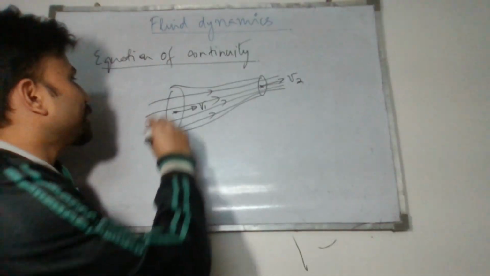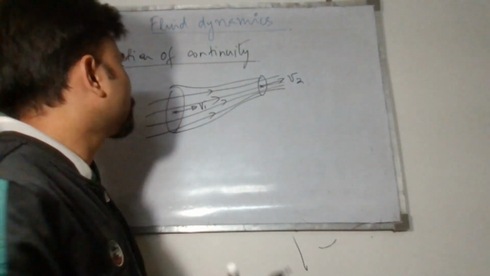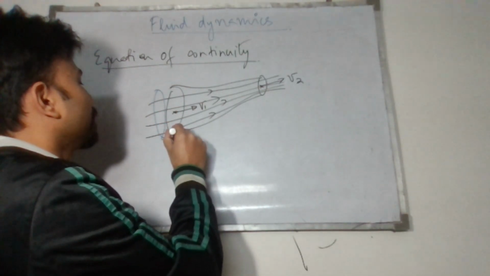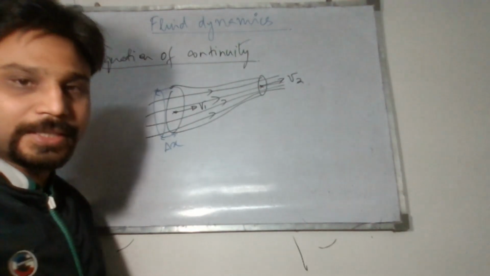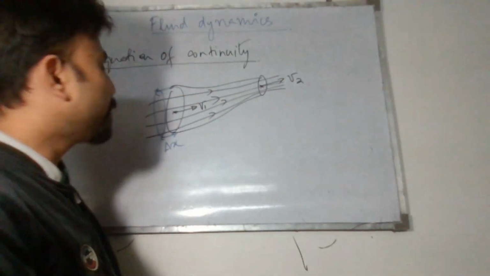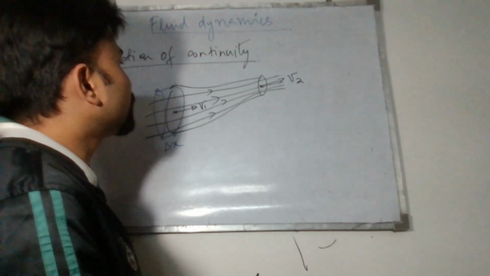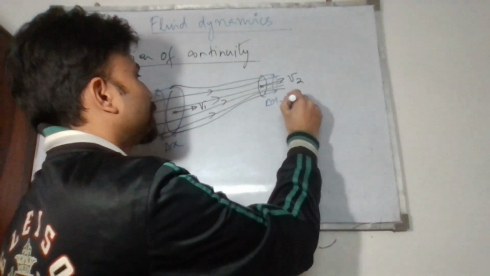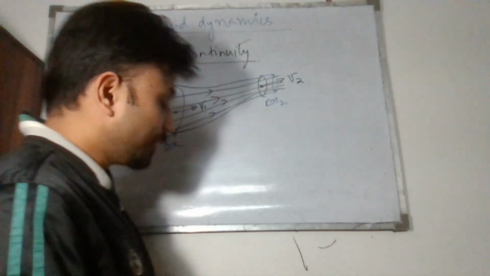So let's say at this particular section, some delta X1 length of fluid enters our pipe here, somewhat like this, right? Some delta X1 length of fluid is entering here. Similarly, we'll say some delta X2 length of fluid is leaving the particular section over here, right?